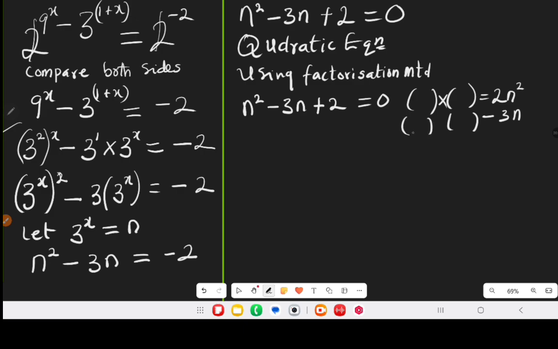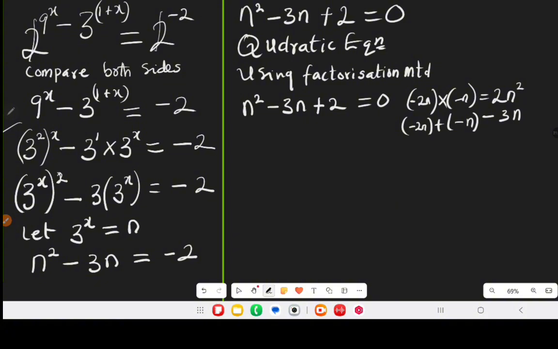What are those two numbers? When we add them, it will give us minus 3n. We have minus 2n and minus n.